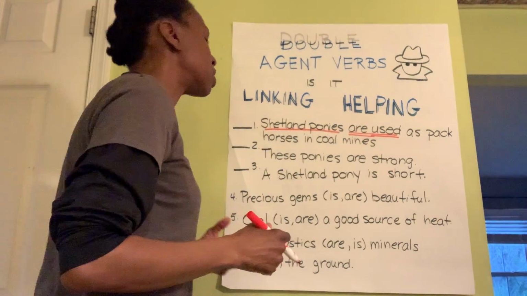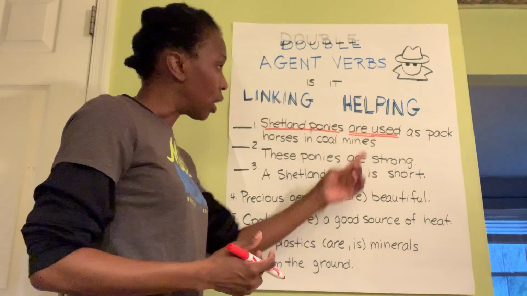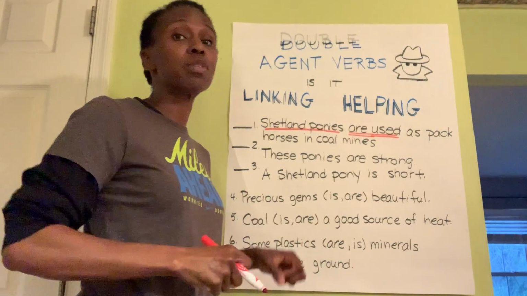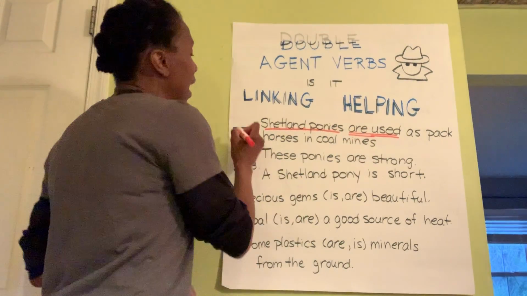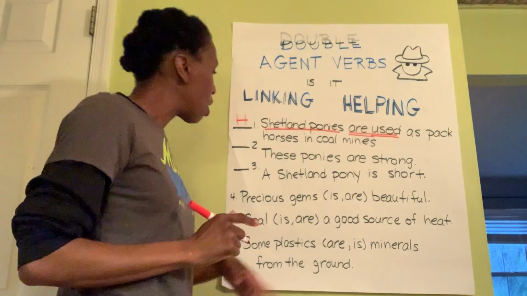All right, but they're wanting us to decide: are used, is that helping or is it linking? Well, here's the word are. I look directly behind it. Used, that's an action verb, something that I can do. So in this case, are is being used as a helping verb. All right, we nabbed that one. He didn't trick us.